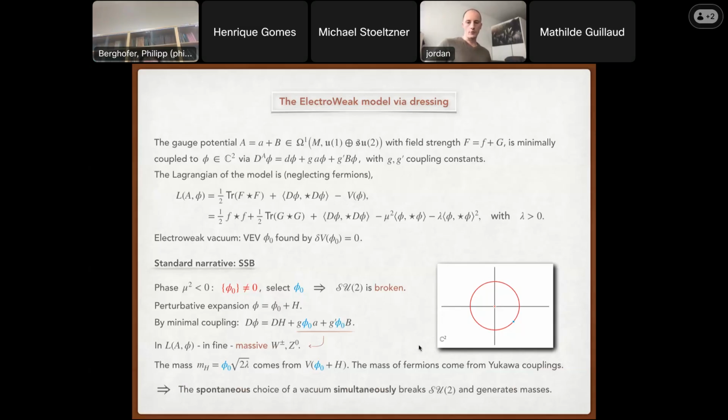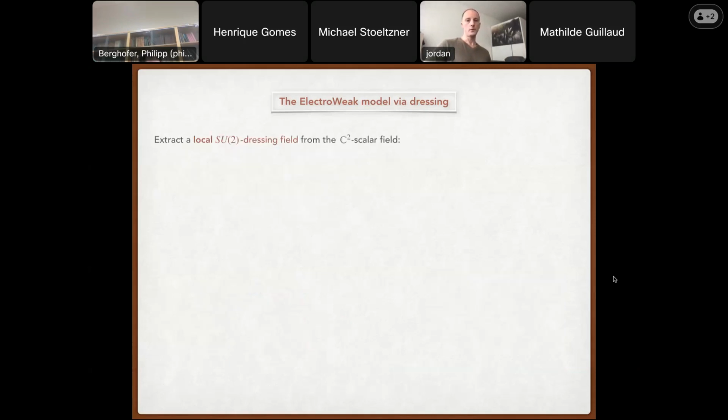Well, I propose an alternative way of doing the same thing, which is the following. You extract a local SU2 dressing field from the scalar field, right? You use a polar decomposition.